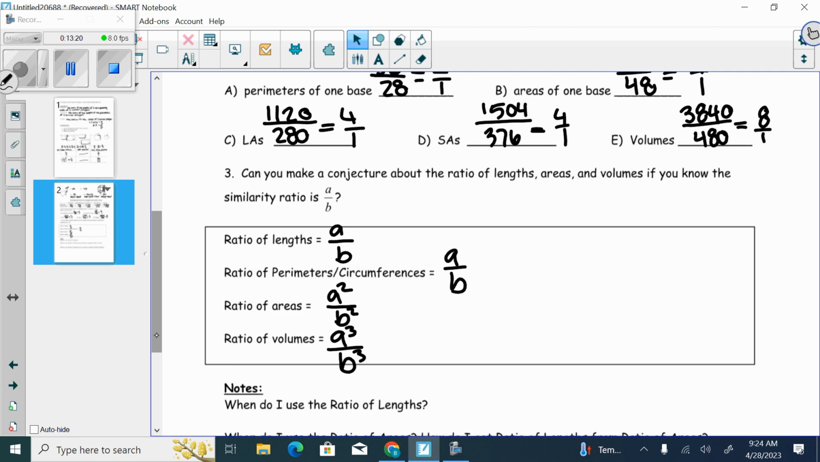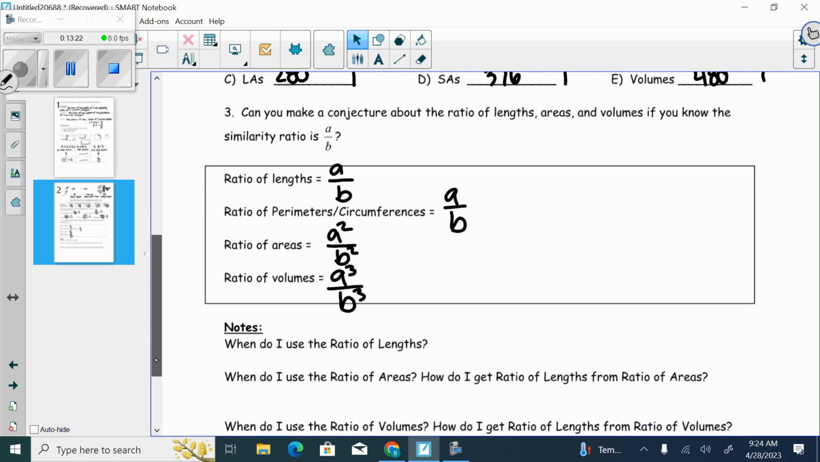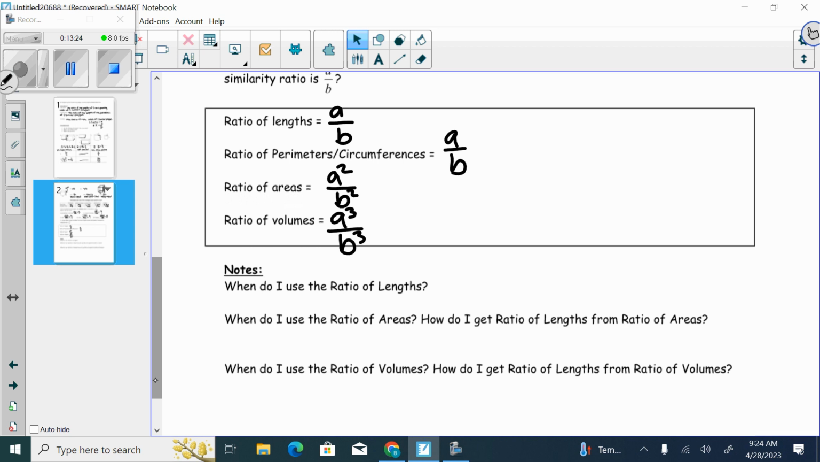X cubed. All right, so then it asks, when would I use the ratio of lengths? Well, we would need to do it if we're looking for a missing side, right? Or if we're looking to find a missing perimeter. Or, remember, perimeter can also be called circumference, right? So when looking for a length, perimeter, or circumference.